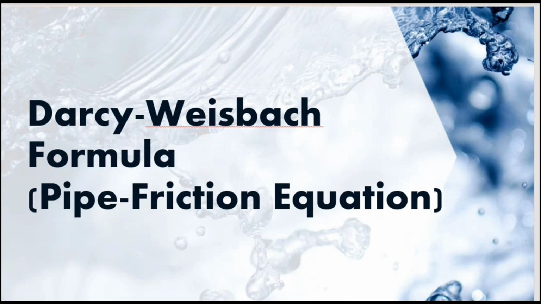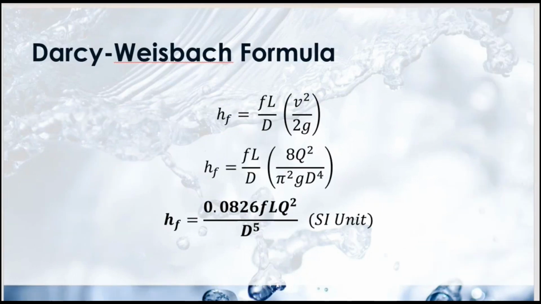These are the formulas that we will be using in the Darcy-Weisbach formula. For the head loss, h sub f is equal to fL over D multiplied by V squared over 2g, or if you still remember, this is the kinetic energy, or KE. In a circular pipe, V squared over 2g should be evaluated using the formula V is equal to Q over A.